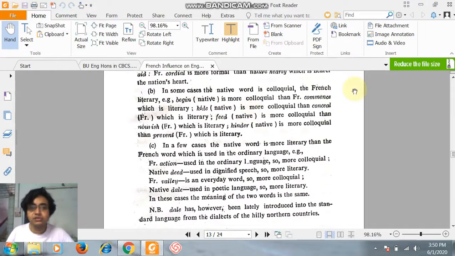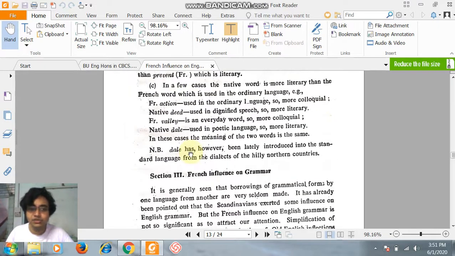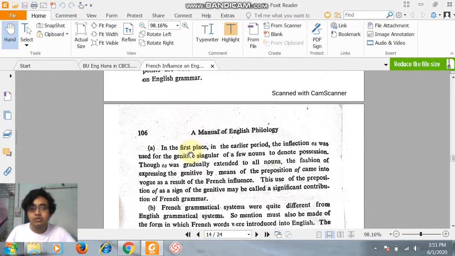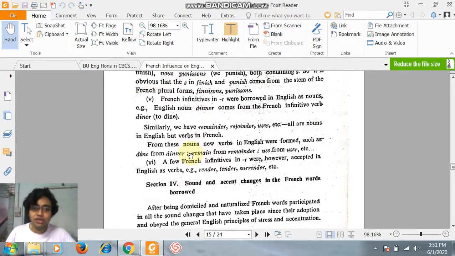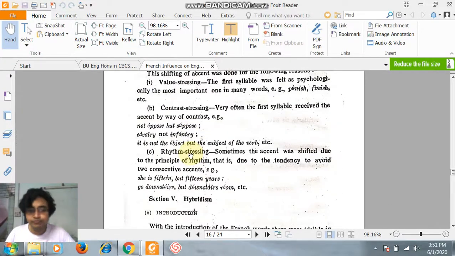And in other cases, the native word is colloquial, the French literary. For example, begin, the native word, is more colloquial than the French commence, which is literary. The native word hide is more colloquial than conceal, which is literary. And feed, the native, is more colloquial than nourish, which is literary. Hinder, a native word, is more colloquial than prevent, which is literary. So these are some of the French influences that we must talk about.